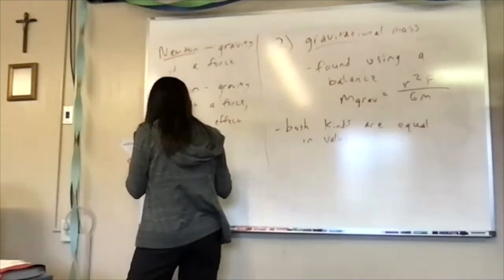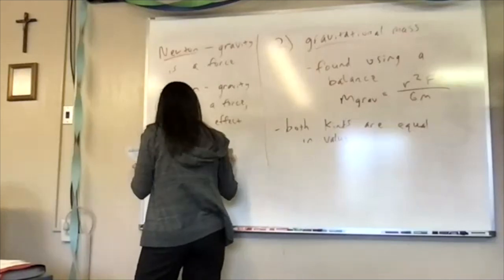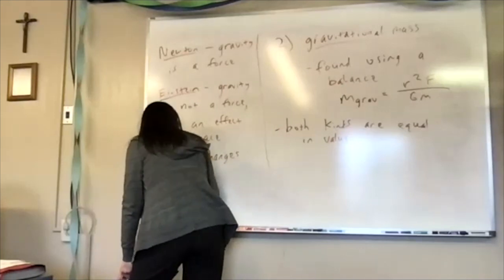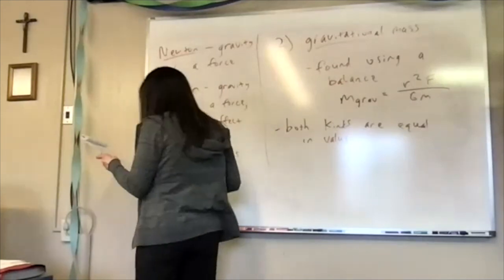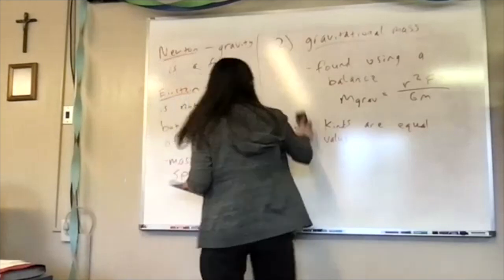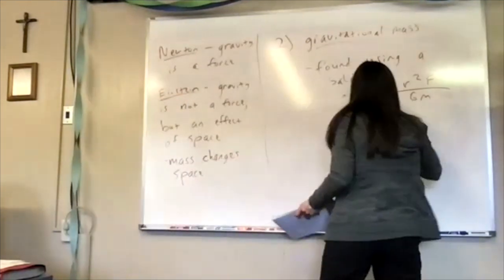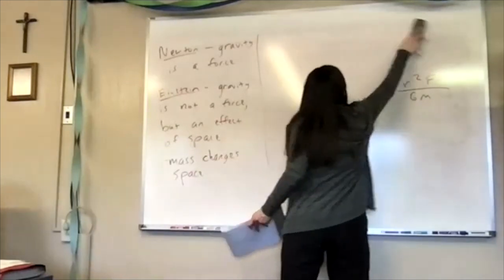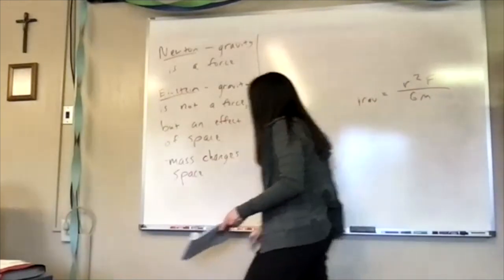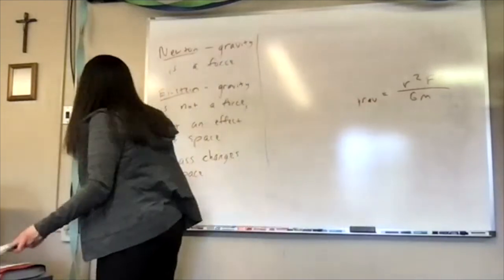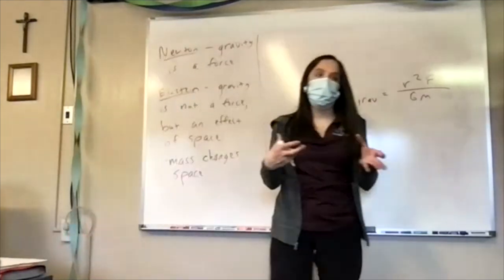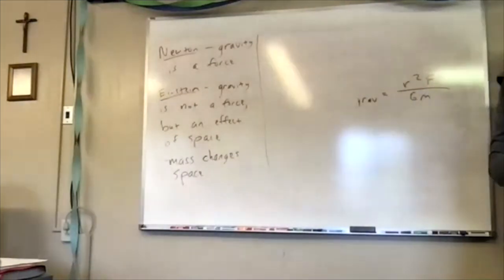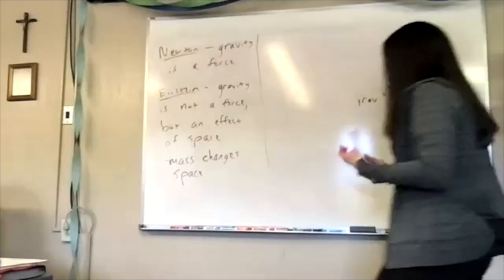So what Einstein said is that mass will change the space around it. And that's what we see as gravity. But it's not really a force. And so this is what we talked about before, where Einstein thought there's a space-time fabric, and anything that has mass will warp that space-time fabric. And that warp is what we see as gravity.